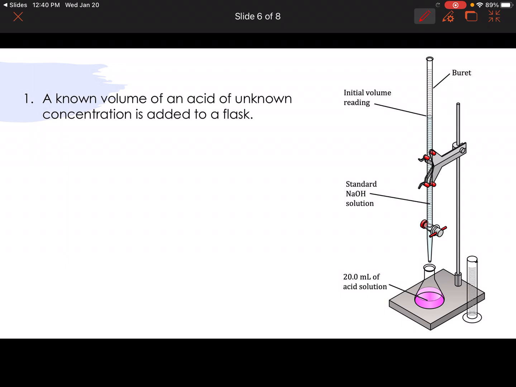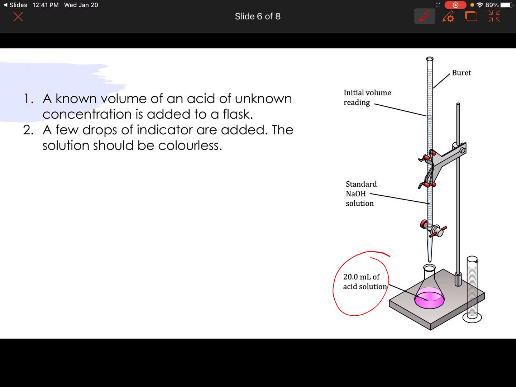Okay, so how you're going to do this, you can copy this stuff down, but really we need to do the lab for this to really get a feel for what's going on here. So a known volume of an acid of unknown concentration. So the volume is known, but the concentration is not, and you have to make sure of that. Is added to a flask. Often you'll add some water in there after it to just make the color changes easier to see.